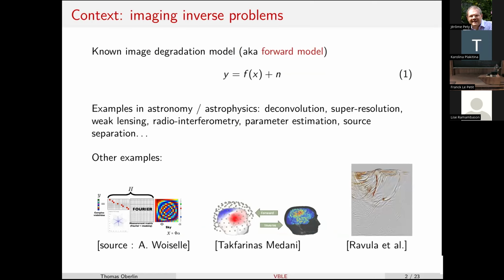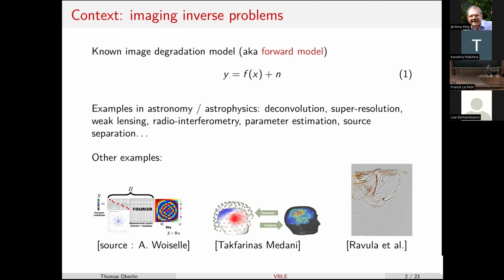So the context, there have been a lot of talks about this already, but I will take a few minutes to give my notation and some examples. The context is imaging inverse problems. So we are given an observation Y, and we are looking for a target image X. And we assume that we know the forward model, F, the degradation or forward model. And there is some noise term, of course.